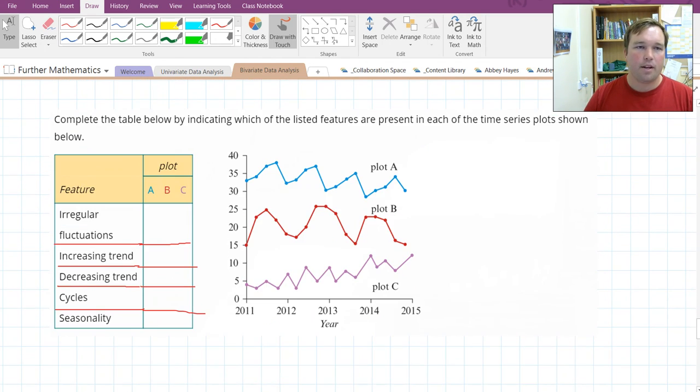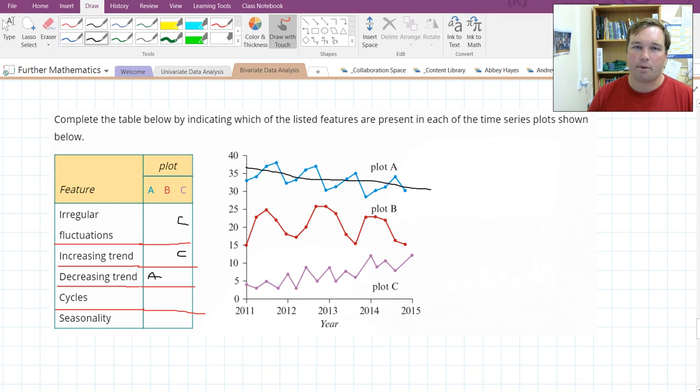Alright, now in here we have 3 different plots A, B, and C. Which one has irregular fluctuations? C. C is the most irregular. They're not outliers, they're not really attributed to seasonality, they happen at all different times. That is C. An increasing trend? Well, C has irregular fluctuations, but it's also increasing. A decreasing trend, over time, we can imagine drawing a line down through A.